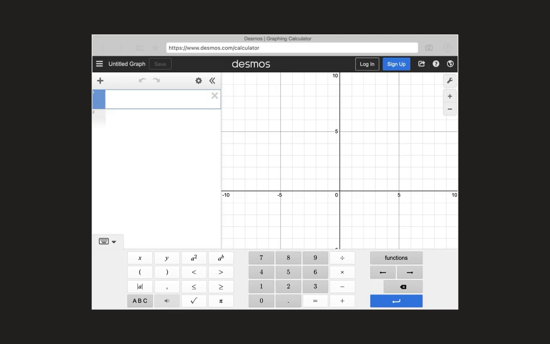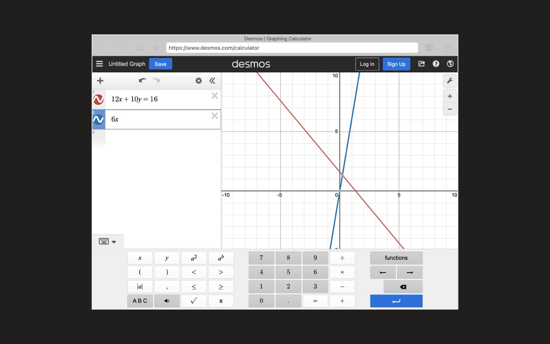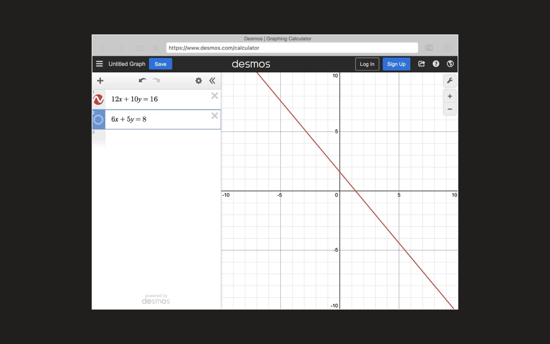As I just mentioned, the equation that we were given, 12x plus 10y equals 16, looks like this on a graph. And you'll see here that when we divided everything by 2, 6x plus 5y equals 8, it's the same line. So I can eliminate the lines here, and you can see that they're flashing blue and red. That's because they are the same line. That means we've done our math correctly.